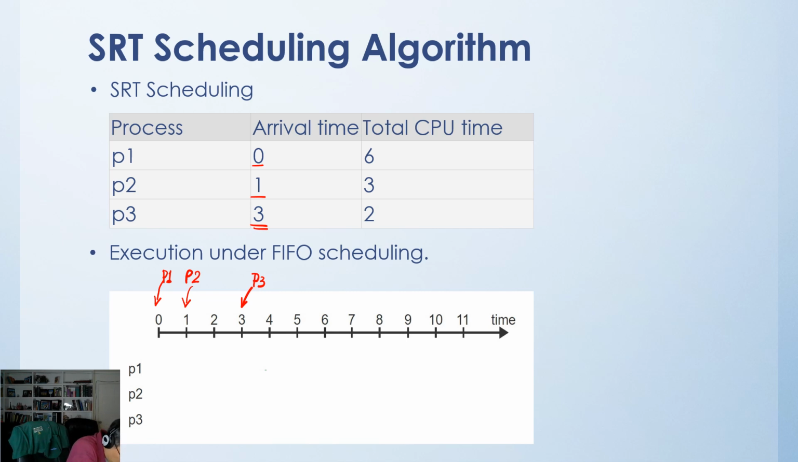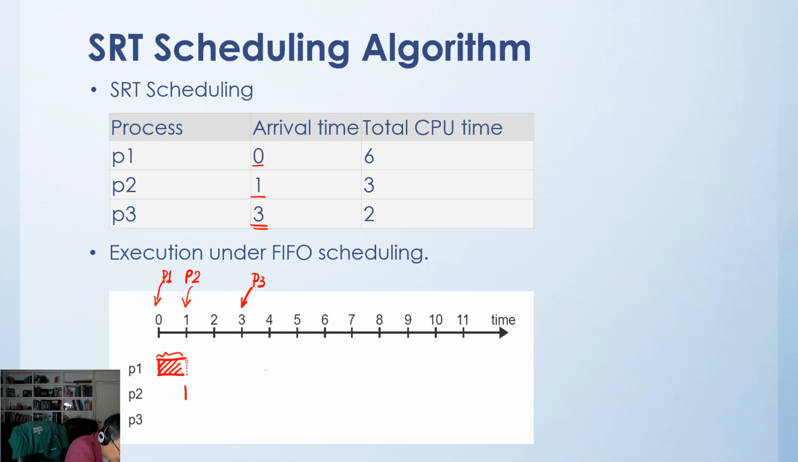So when P1 arrives, now P1 gets the CPU time. Why? Because P1 is the only process in the system, right? P2 and P3 haven't arrived yet. So now P1 executed for about 1 time unit, and then P2 arrives.